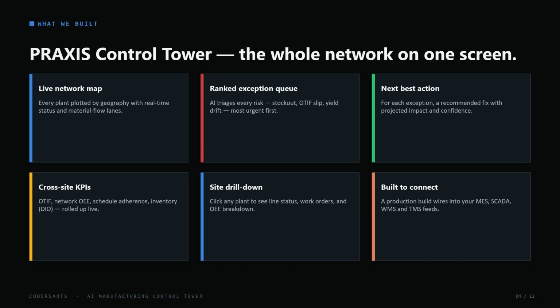Cross-site KPIs rolled up live: on-time delivery, network OEE, schedule adherence, inventory. Click any plant to drill into its line network and work orders. And it's built to connect. So in the demo we are going to show you, simulated feeds let it run standalone, and a production build wires straight into your MES, SCADA, and warehouse and transport systems. Enough describing it. Let me show you.